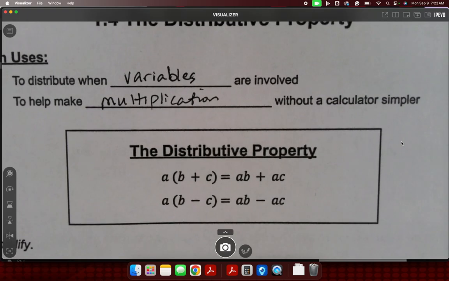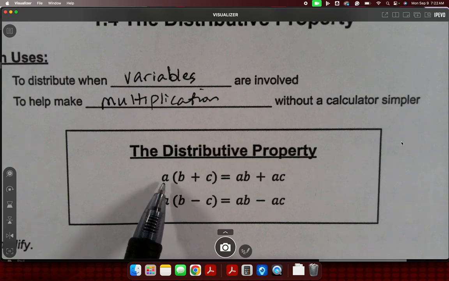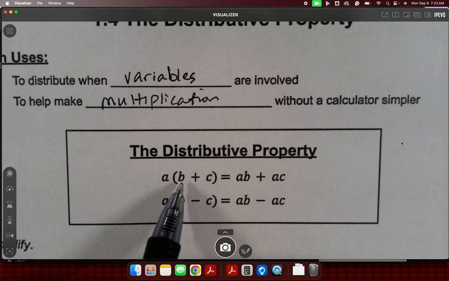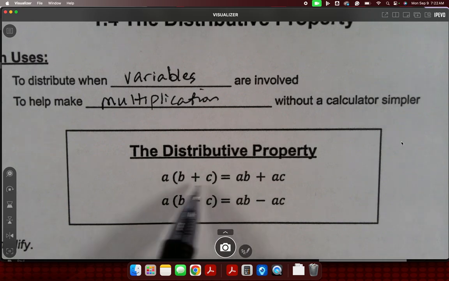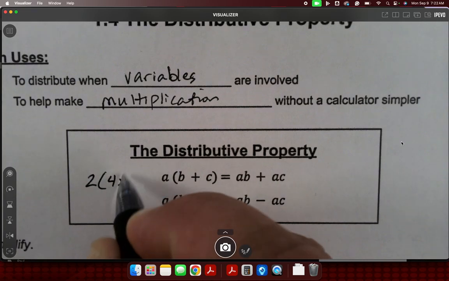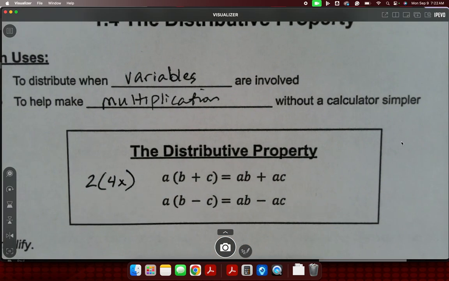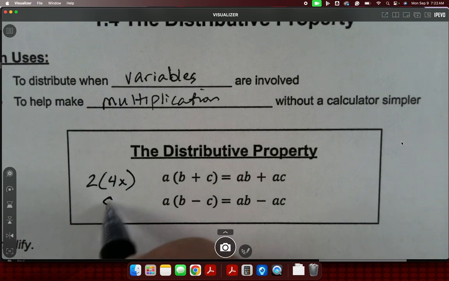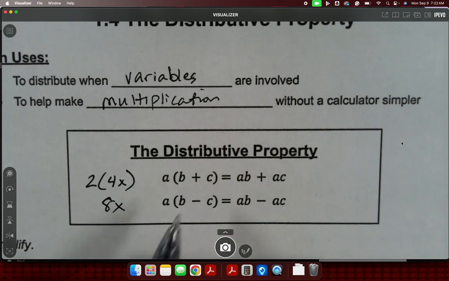The distributive property is something that's used when we have a term outside of parentheses, and then inside that parentheses there's two terms, B and C in this case, that are either being added or subtracted. So let me go ahead and tell you one time we would not need the distributive property. If you see that, there's no need for the distributive property because there's nothing being added or subtracted inside. You would just say 2 times 4x is 8x and be finished.